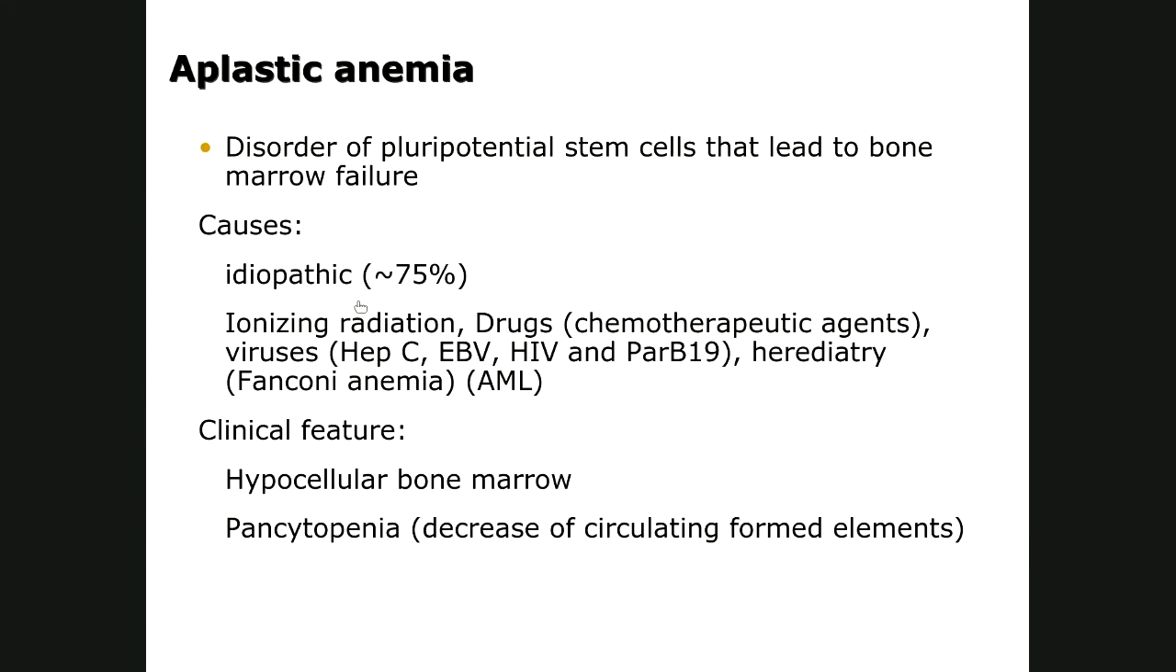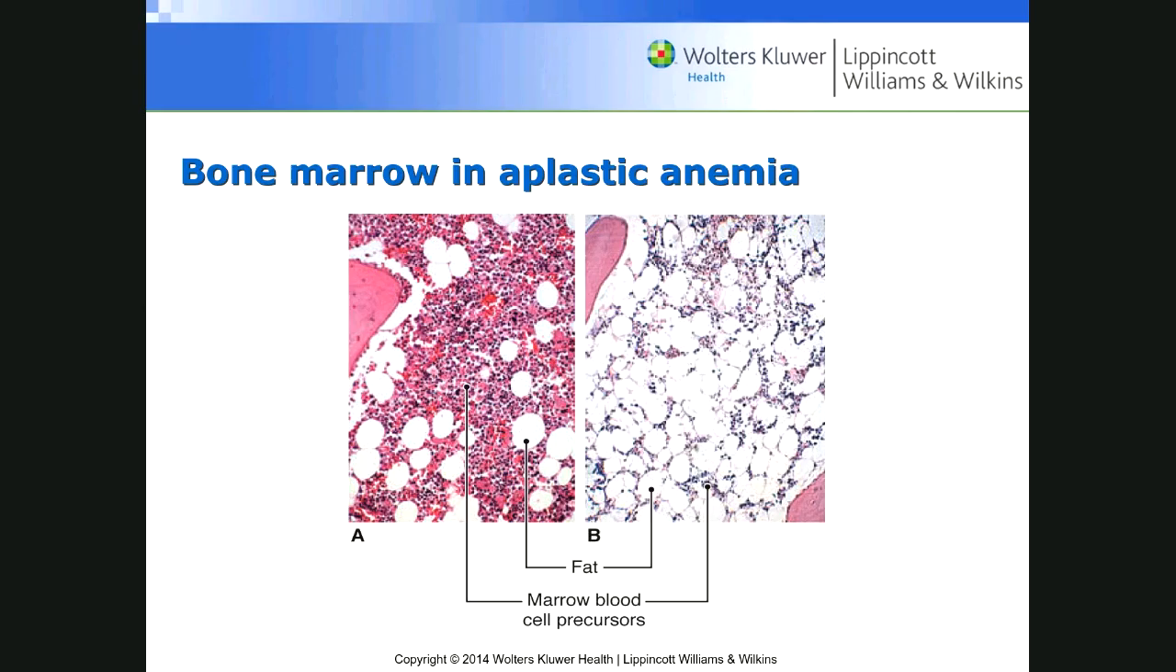Aplastic anemia, very common, the majority of it we call idiopathic. We don't know what causes that, but sometimes a lot of them are due to radiation. In aplastic anemia, you see these nice populations of cells in the bone marrow. Here you don't see it.